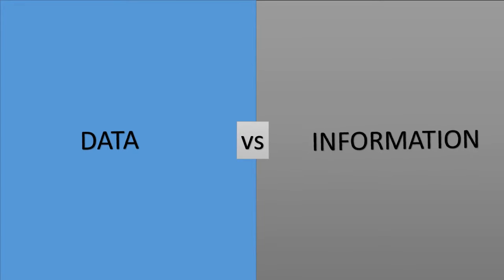Today we will talk about the difference between data and information. Data and information are similar concepts, but they are not the same thing. The main difference between data and information is that data is a part, and information is the whole. Let's explore how data and information differ through definitions and examples.